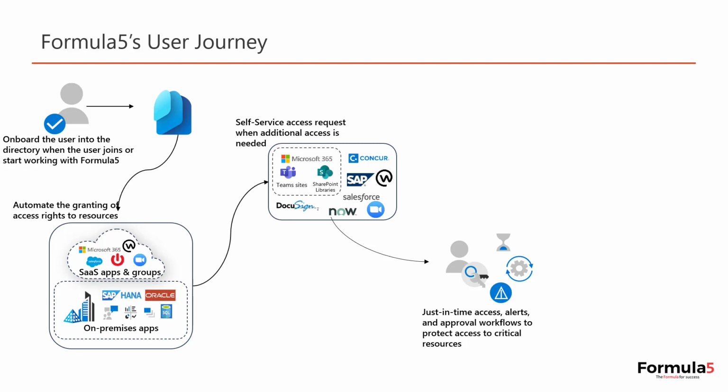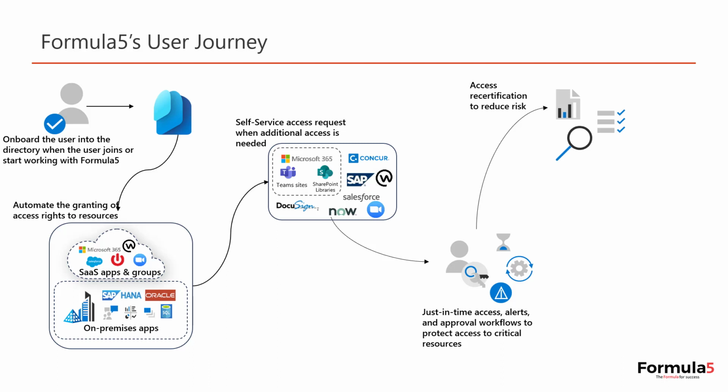So there is just-in-time access, alerts, and approval workflows to protect access to critical resources. So for instance, once a user requests access to specific resources or to a specific access package, on the other side, there is a person who will review this request and then will either grant the access or deny. And obviously with that, there will be a set of alerts generated which can be customized.